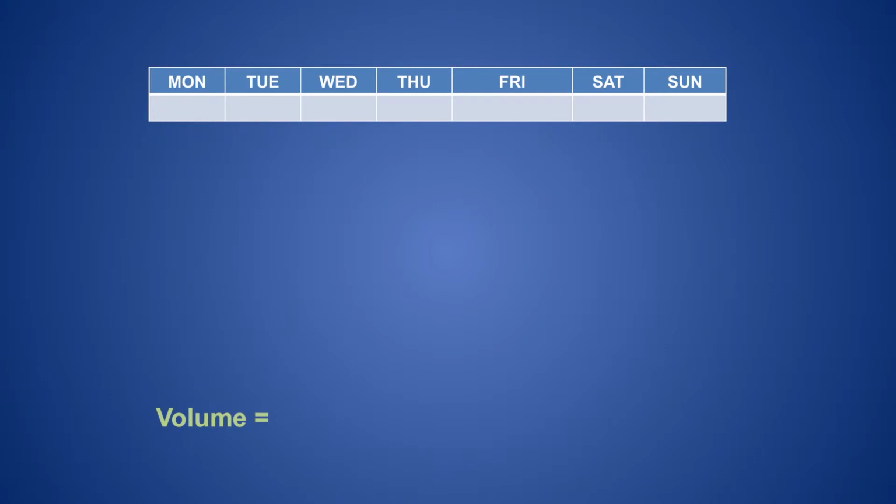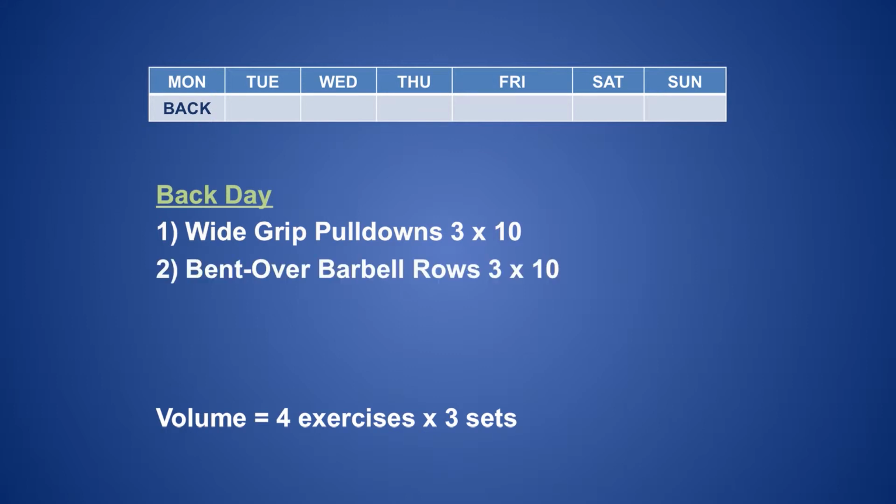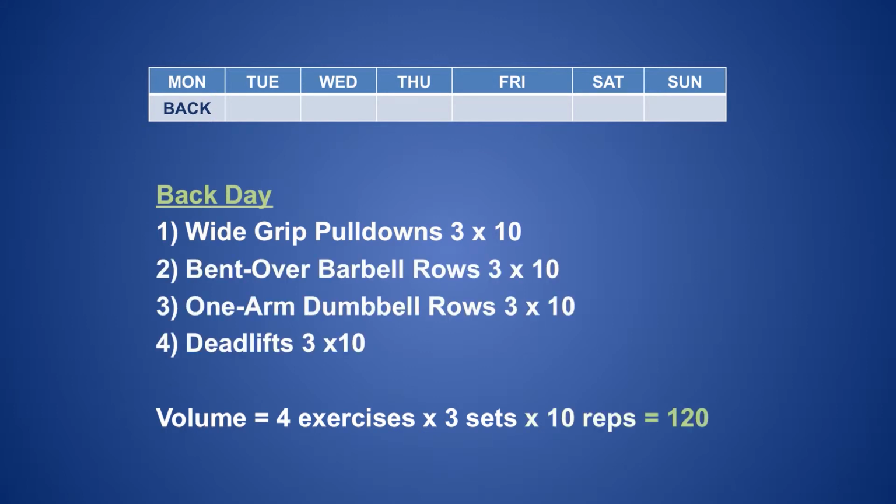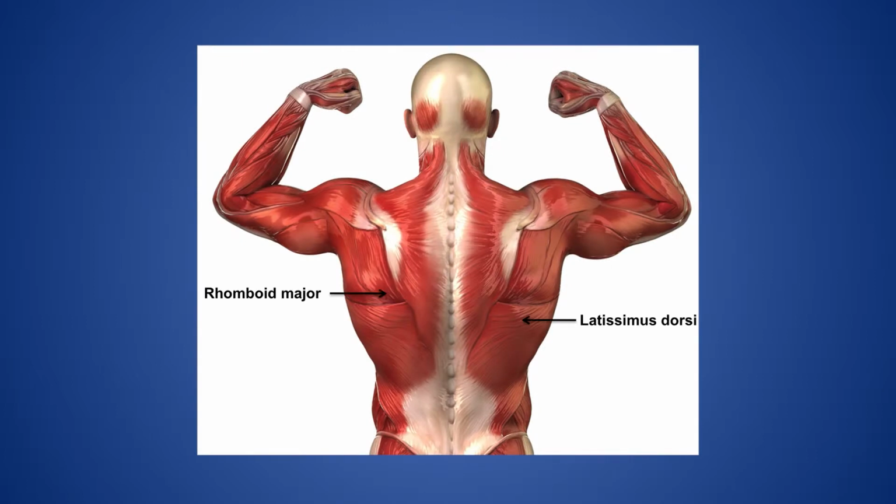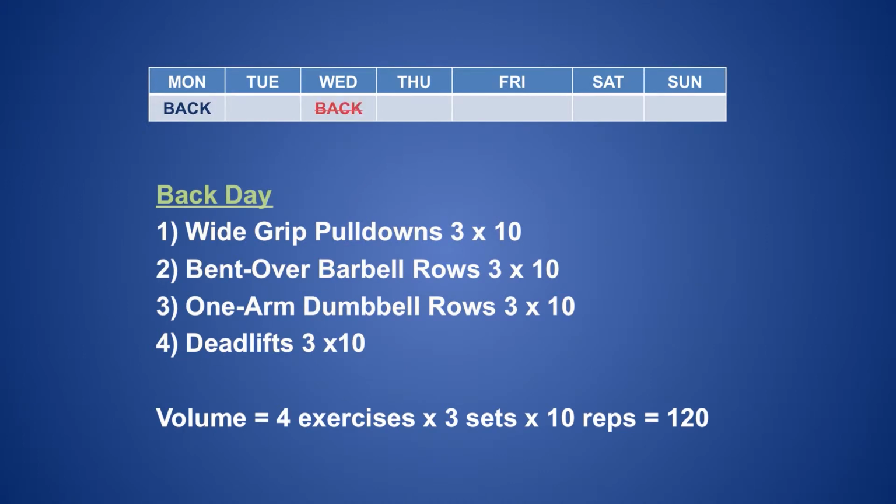Bodybuilders, for example, train with high volumes, on average 3 or 4 exercises per muscle group with 3 or 4 sets for each exercise. If they devote one whole day, say Monday, to back and do wide grip pull downs, bent over barbell rows, one-arm dumbbell rows, and deadlifts, their latissimus dorsi, rhomboids, teres major, and erector spinae of the back aren't going to be recovered by Wednesday. So we have to consider volume when establishing our frequency and training split.